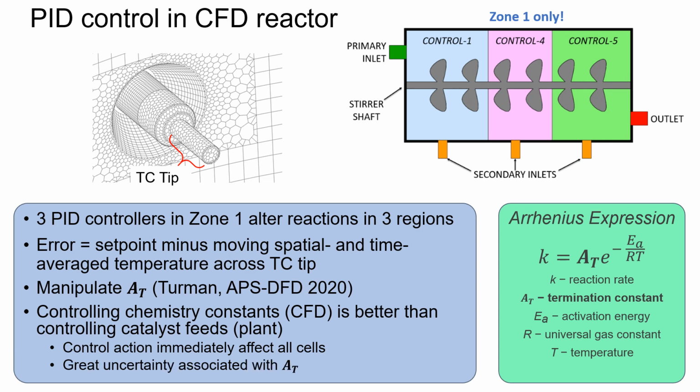And the other reason is we know what the catalyst flows should be, but there's a lot of uncertainty associated with the Arrhenius expression. If you look up A sub t in the literature, there's a wide range of values that are considered acceptable. Since the uncertainty is mostly in that reaction, more than it is in the catalyst feeds, we figure it's better to go with the item that has the most uncertainty, so we adjust the chemistry.